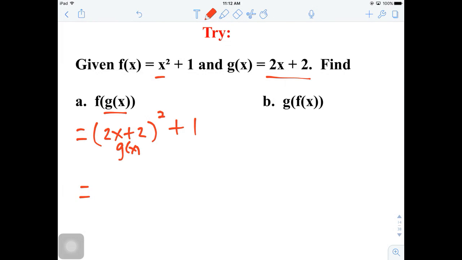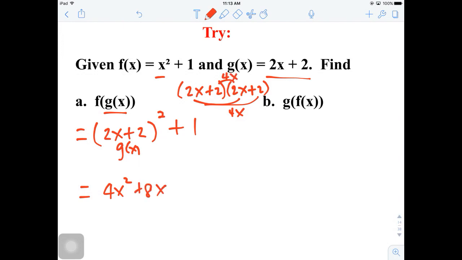And so we have (2x plus 2) squared. We're just going to have to FOIL that again. (2x plus 2) squared means there's two of them: 2x plus 2, 2x plus 2 again. FOILing means we have first term, which is 4x squared. Then we have a plus 4x and another plus 4x. That's going to be a plus 8x. And then finally, last term gives us plus 4. And then there's a plus 1 at the end. We're going to bring it down.